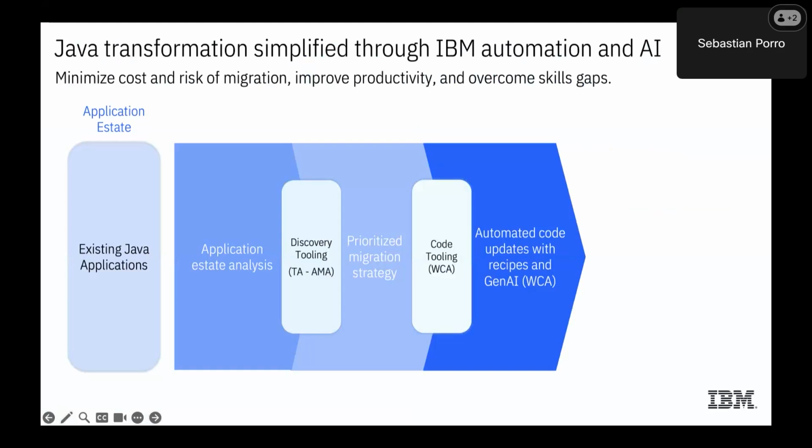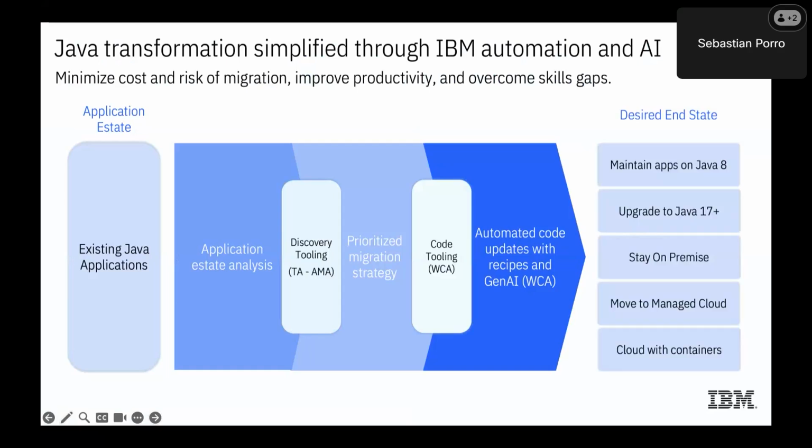And along this journey, the customer will decide where they want to end up with their applications. Some applications, as I said, will probably be kept in their Java 8 environment, and we will be providing customers with tools for supporting those environments, despite the community retiring support for them. But other applications will be moved to Java 17 or newer versions. Some applications will stay on-premise or move to the cloud, even to a managed cloud. And many applications will probably stay on VMs or move to containers.